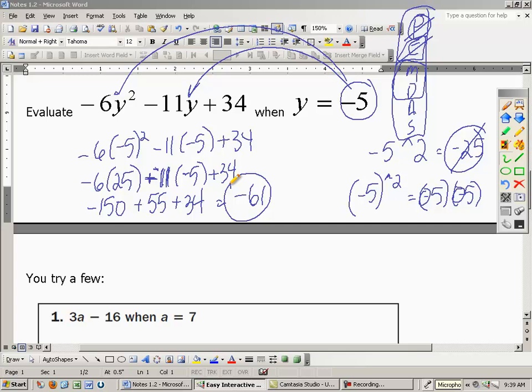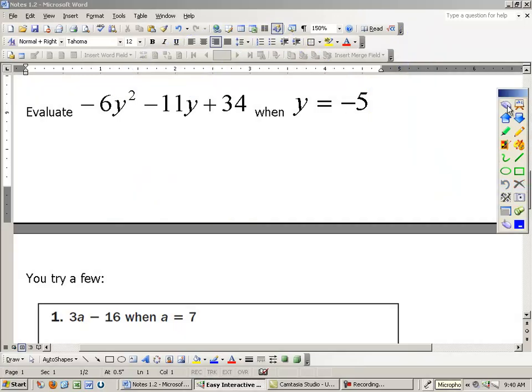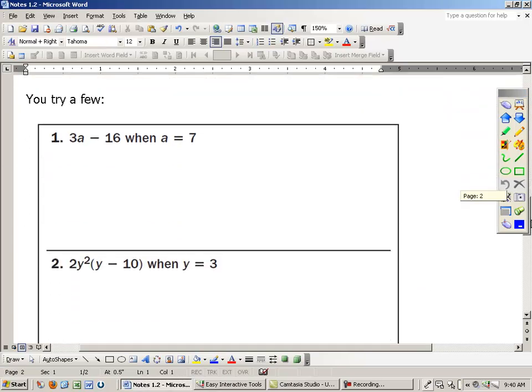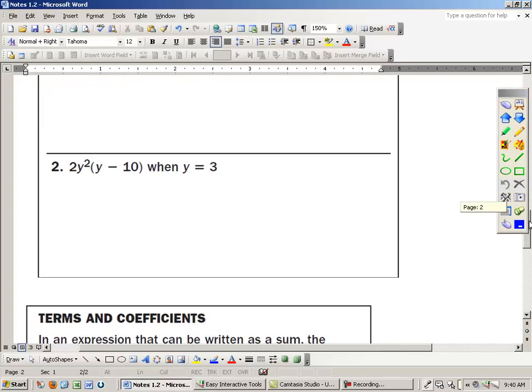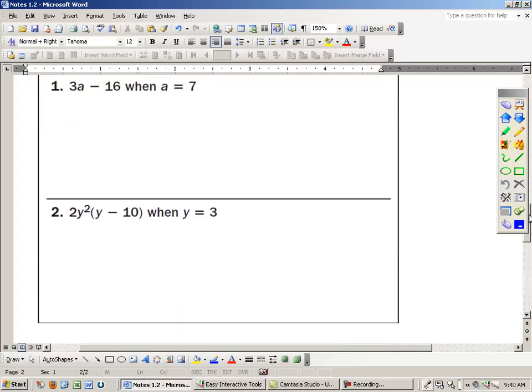Okay? So I'd like you to go ahead and pause your video right now, and I want you to try the next two examples in your notes packet. If you've printed the notes packet off the internet, you should have these two examples ready to go. Pause your video, try these two examples, and after you've tried them both, restart your video and listen to the solutions.